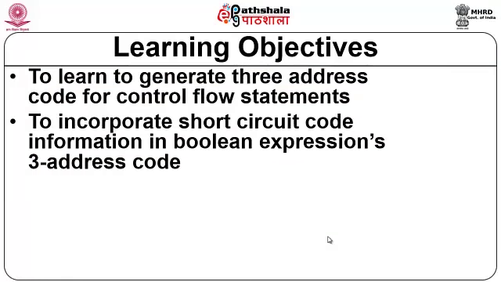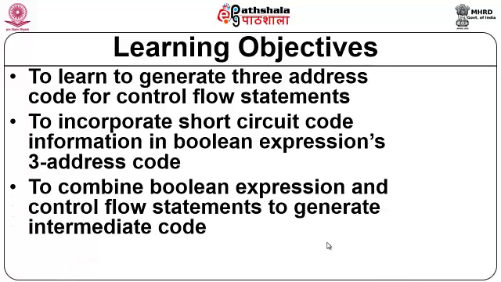So, the objectives of this module are to learn to generate 3-address code for control flow statements and to incorporate short circuit information in Boolean expressions 3-address code. In the previous module we basically discussed how to generate 3-address code for Boolean expressions without looking at any particular detail or any optimization that could be carried out with respect to Boolean expressions. Now, this module we will talk about that.